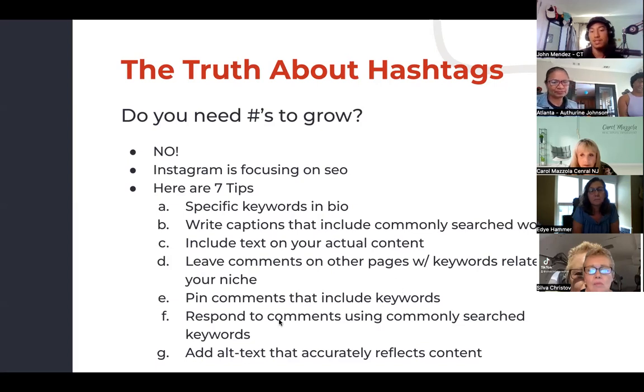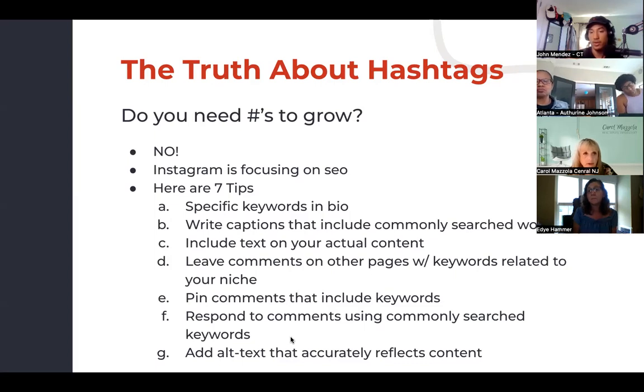You want to pin comments that include keywords, which is super easy to do. And then you want to respond to comments using commonly searched keywords. So if someone says, hey, how do I do that? You say, this is how you buy a home in Connecticut. You want to use your keywords when you're responding. Just always think about keywords. And the last one, add alt text that accurately reflects the content. Don't just ram keywords in there. Actually describe whatever it is that you have.